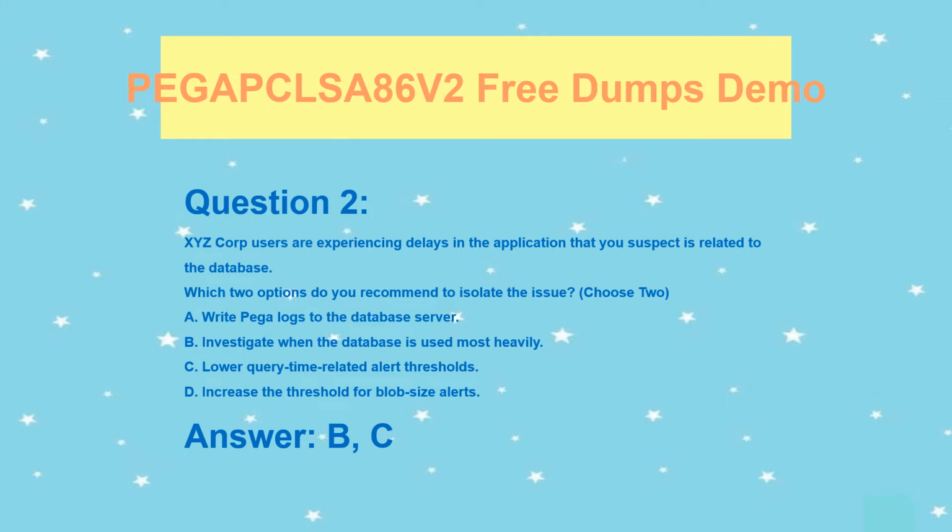Question 2. XYZ Corp users are experiencing delays in the application that you suspect is related to the database. Which two options do you recommend to isolate the issue? Choose 2. A. Write Pega logs to the database server. B. Investigate when the database is used most heavily. C. Lower query time-related alert thresholds. D. Increase the threshold for blob size alerts. Answer: B, C.